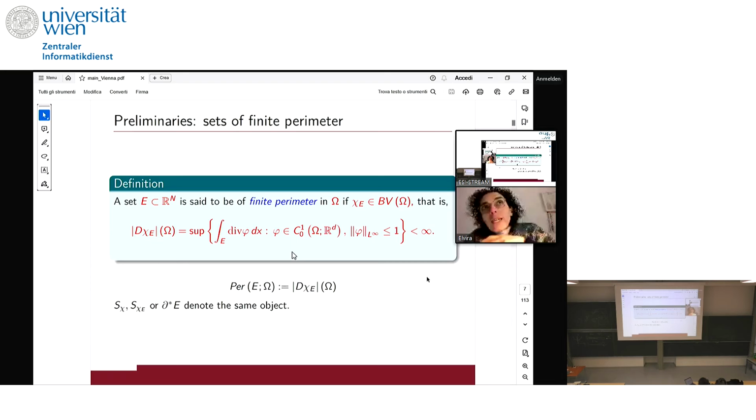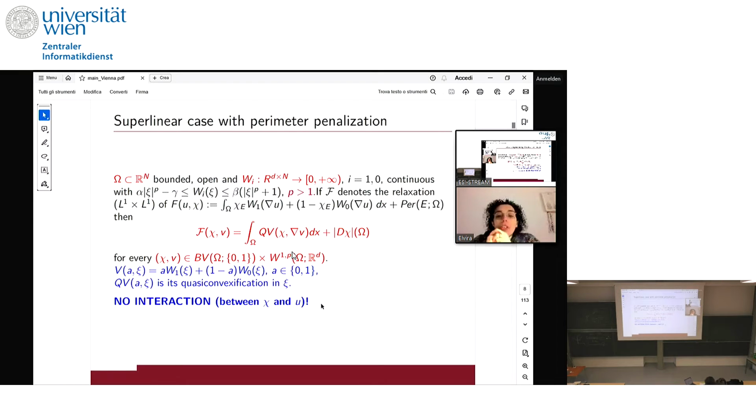So I will say that a characteristic function of a set of finite perimeter is such a BV field, and for it, essentially, I will identify the singular set with several symbols that can be S of chi, S of chi E, or even in terms of the reduced boundary, this star E that you see at the end of the slide. And clearly the perimeter of this set E in omega is nothing but the total variation of this chi E.